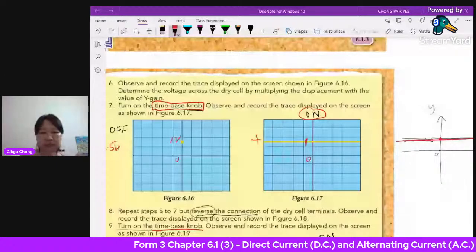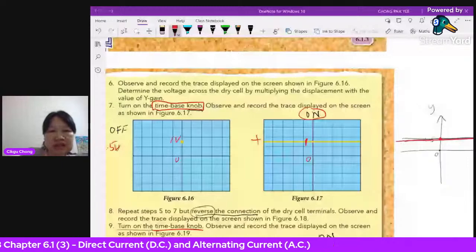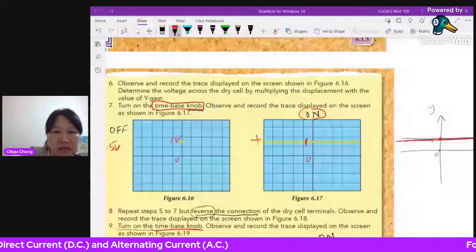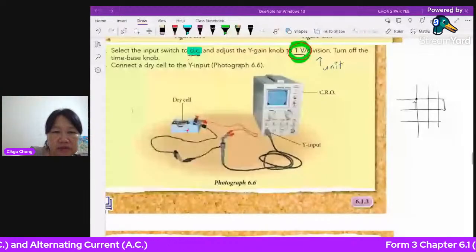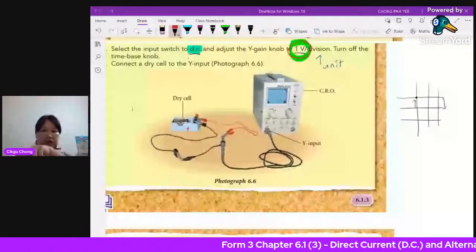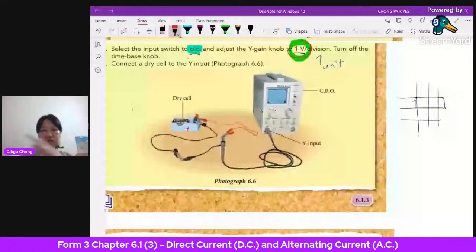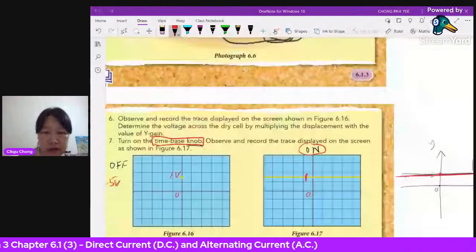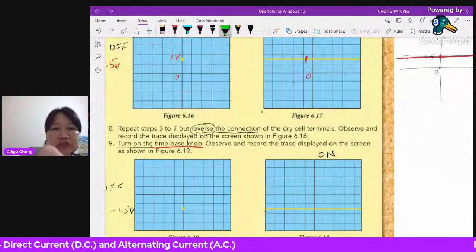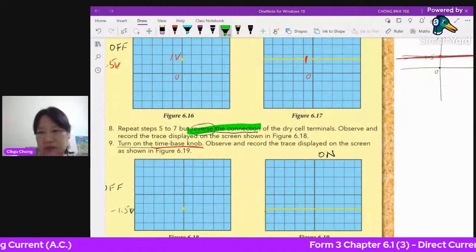Now you change the terminal. Just now you connected this one, positive to negative; this is the positive, this is the negative. Now you're going to switch the wire around. The positive just now was positive, you go and connect to the negative, and the negative you connect to the positive. So you switch it around. Now you reverse the connection.